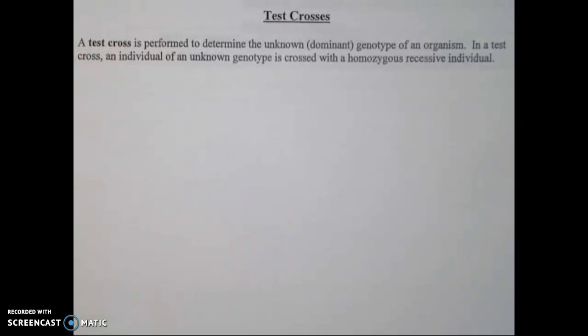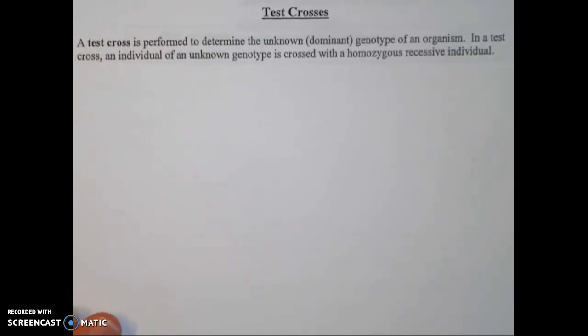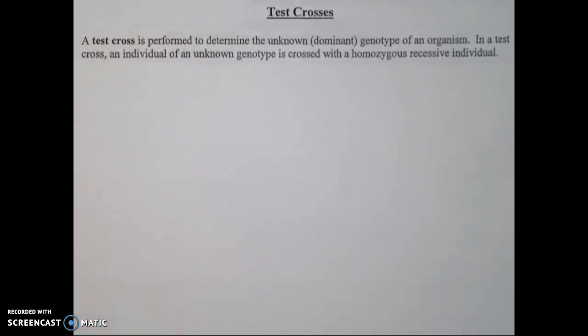In this video, we'll be finishing up our Punnett square packet. This is on page 8 of the packet, the very last page, and we'll be talking about test cross. So a test cross is performed to determine the genotype of an individual whose dominant phenotype we know. So we know that the individual is expressing the dominant trait, but we don't know if their genotype is homozygous dominant or heterozygous. So we can perform a test cross.